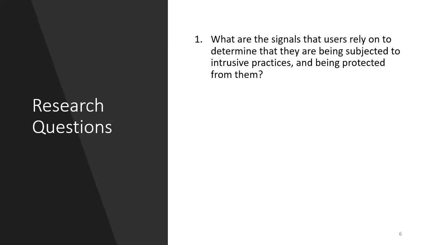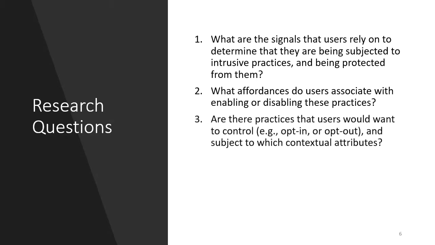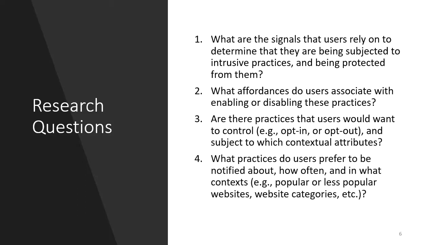First, what are the signals that users rely on to determine that they're being subjected to intrusive practices or being protected from them? Second, what affordances do users associate with enabling or disabling these practices? Third, are there practices that users would want to control, such as opting in or opting out of them, and subject to what kind of contextual attributes? And finally, what practices do users prefer to be notified about, how often, and in what sorts of contexts? For example, are there differences between popular or less popular websites, or different website categories?